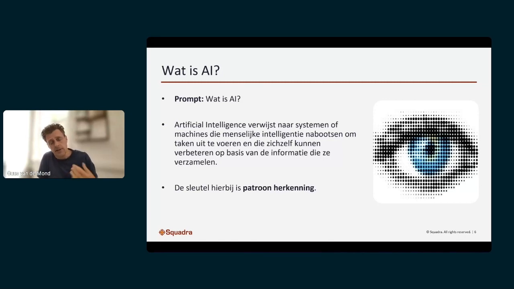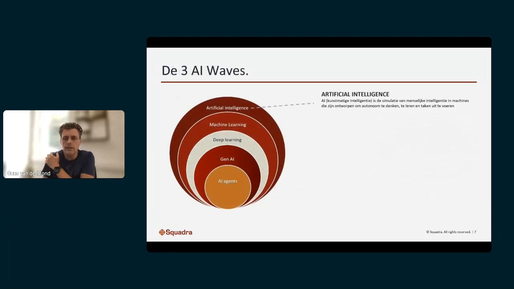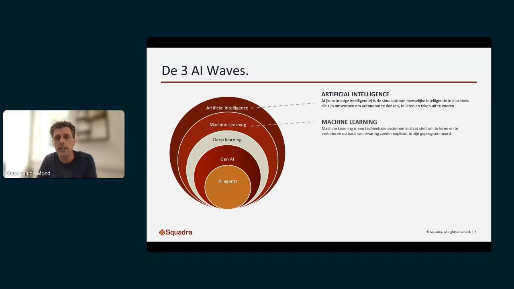And the key there is really pattern recognition, because that is something traditional software is not very good at, and where AI is very strong. There are all sorts of techniques for that and various terms. So I just call it AI, let's say the overarching concept. And within that, you have a number of techniques. One of those techniques is machine learning.